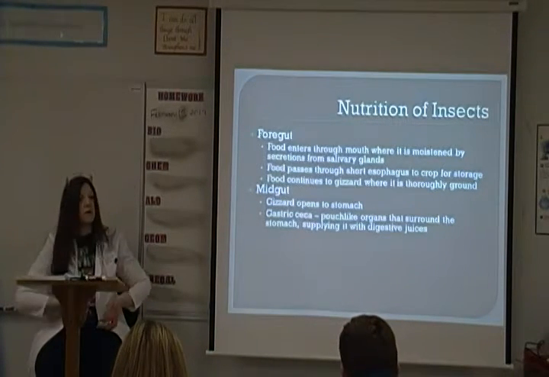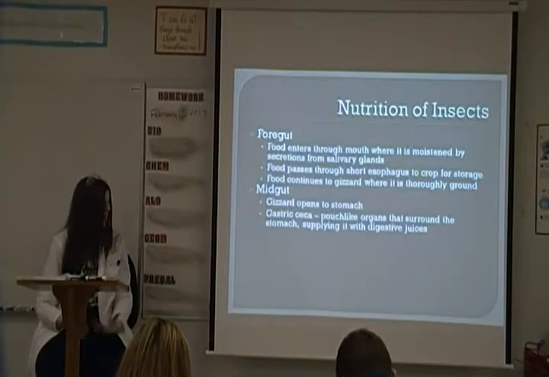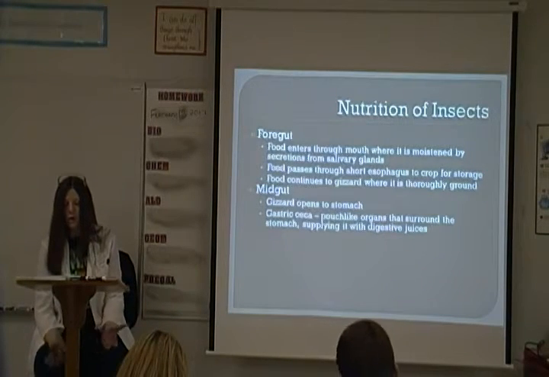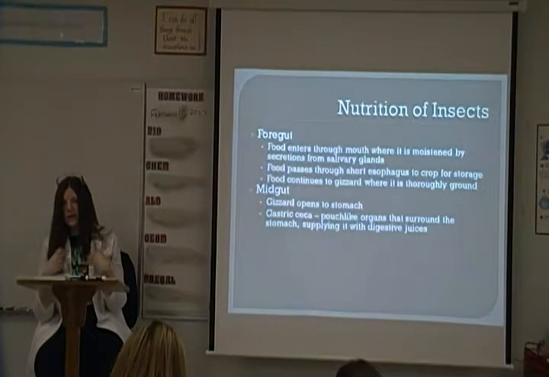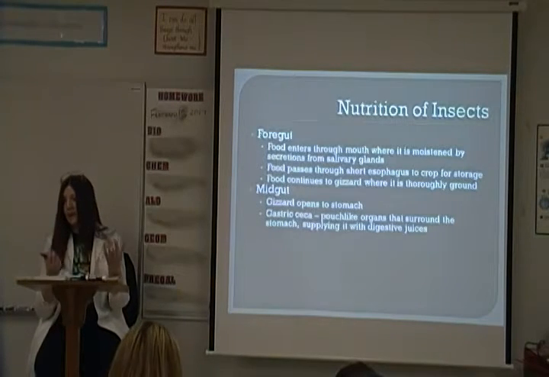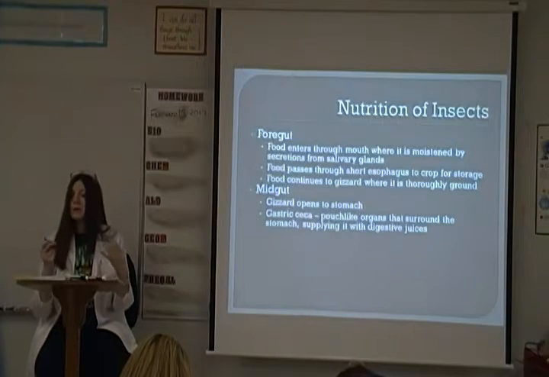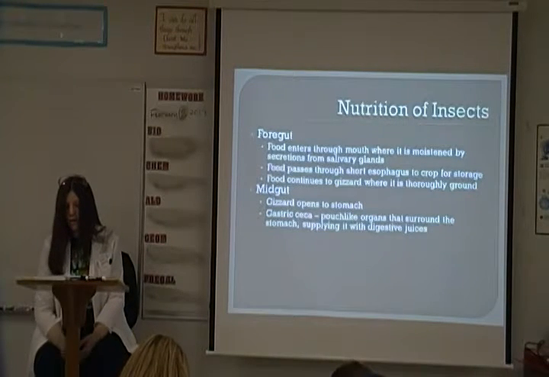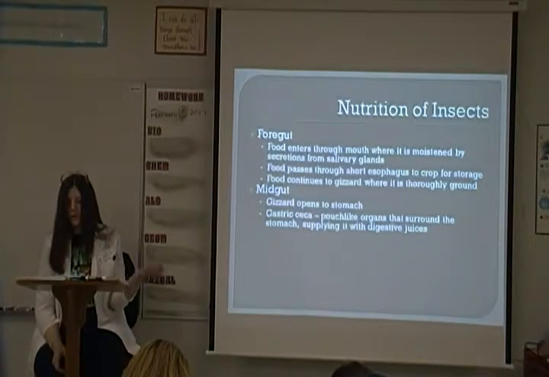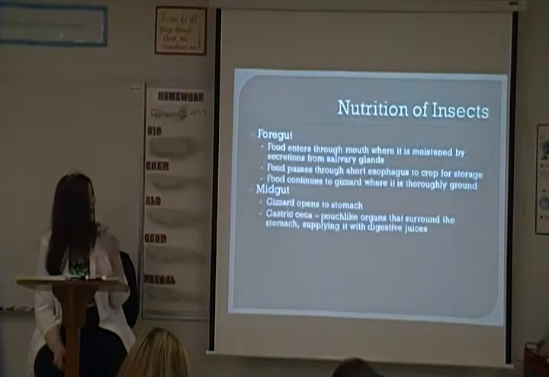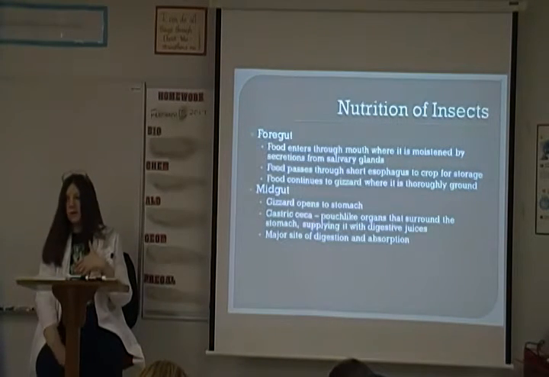Around the stomach, there are what are called gastric ceca. The gastric ceca are really what provide the digestive juices. This has the enzymes and such in it that help the chemical digestion of the food. Okay? This midgut area is the major site of digestion and absorption.